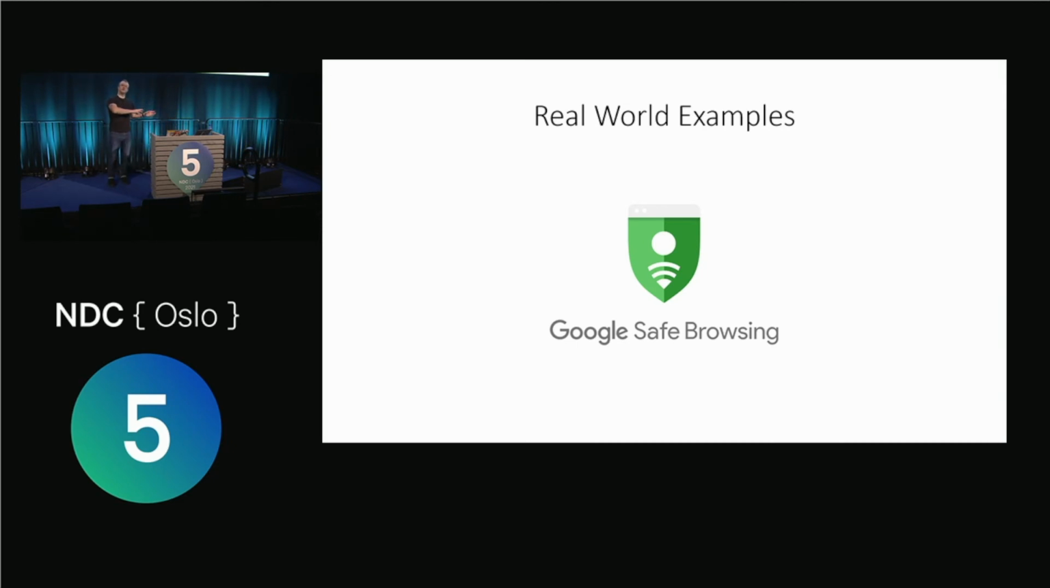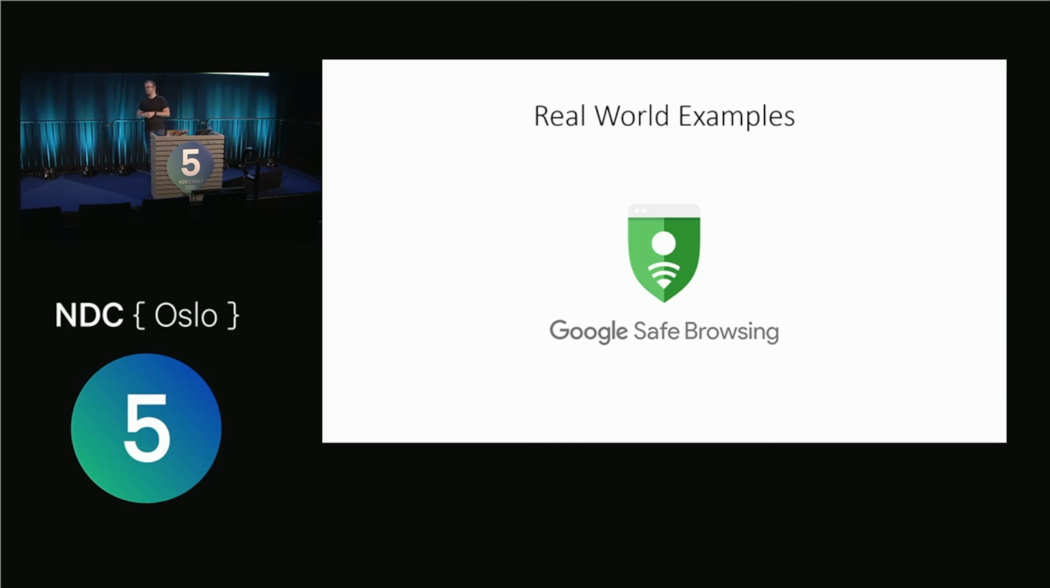Now, it doesn't query in the way that I suggested. It doesn't take the URL and send it to the API, because that would be super privacy invasive. Is anyone familiar with Troy's Have I Been Pwned? Troy Hunt's haveibeenpwned.com, quick show of hands. So in Have I Been Pwned, there is also pwned passwords, where you can type in your password and see if your password is in the list of all publicly disclosed passwords.